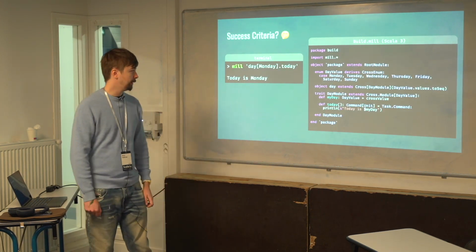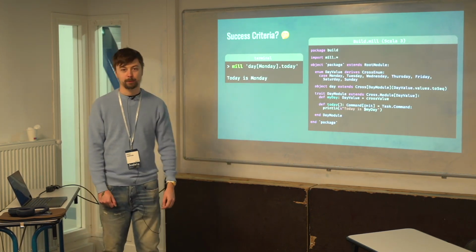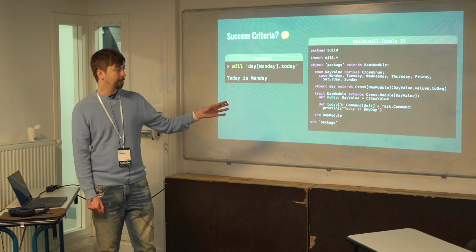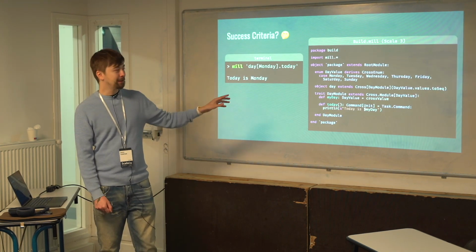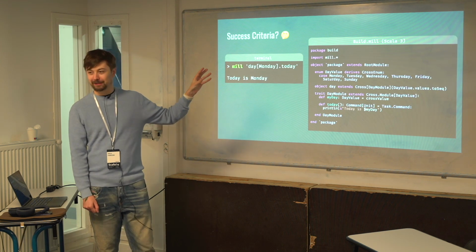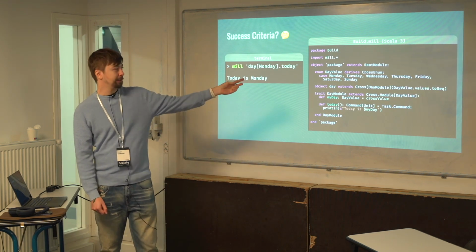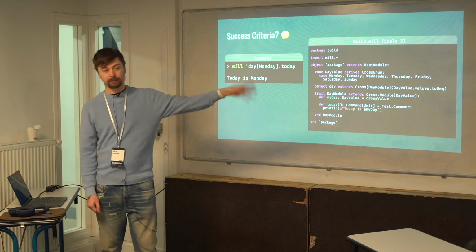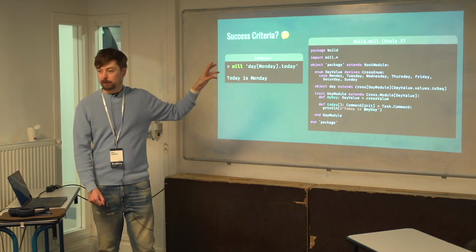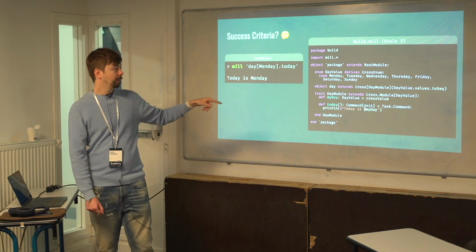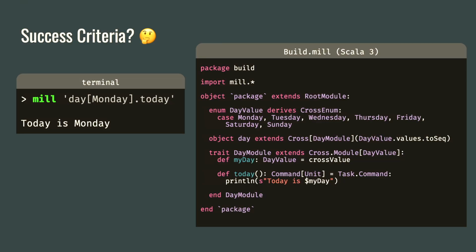So here is the end result that we're working towards. If you don't like optional braces, you don't have to use them, but this is what you could end up doing. We're using an enum to define the days of the week. Then we create a cross module for every day. Then we have a task command today, which would print the current day like this.